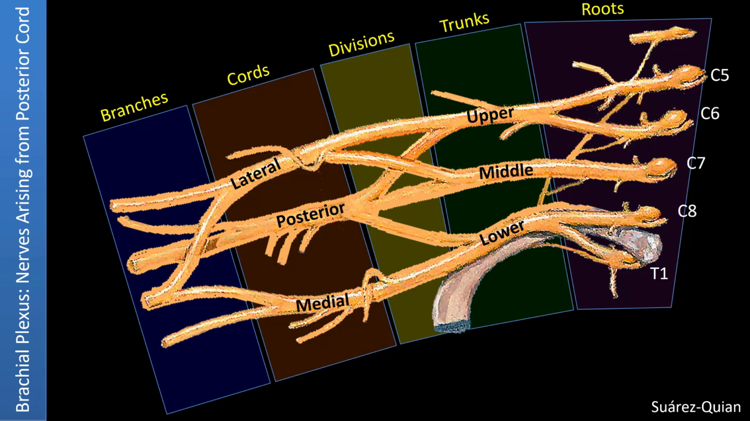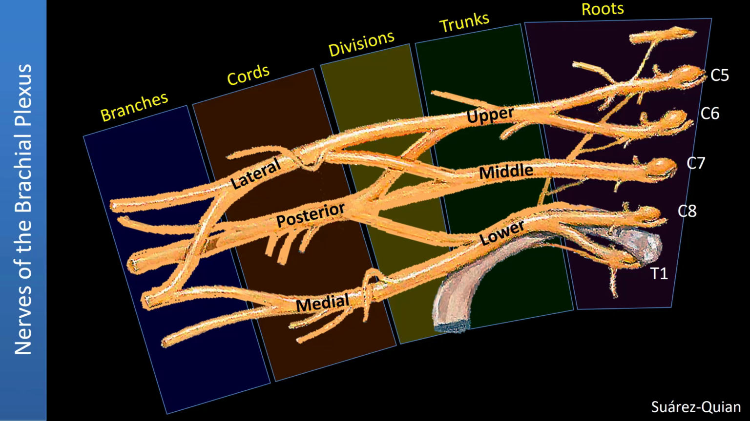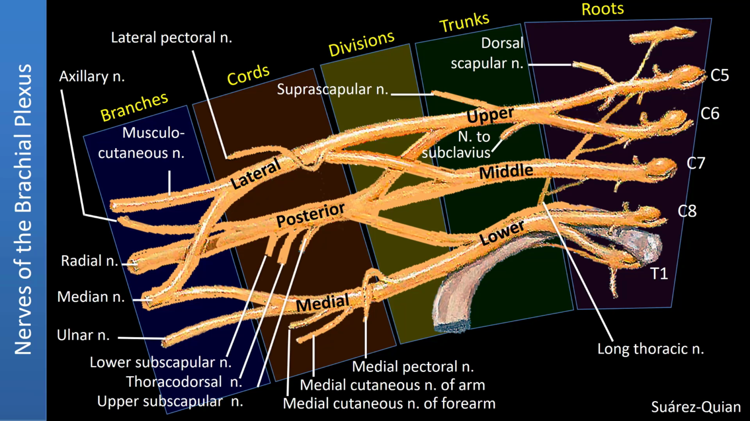We now look at the branches from the posterior cord. The 2 terminal branches are the axillary and the radial nerves. Next, we can see the upper subscapular, the thoracodorsal, and the lower subscapular nerves. Finally, here's a slide of the brachial plexus and all its terminal branches.